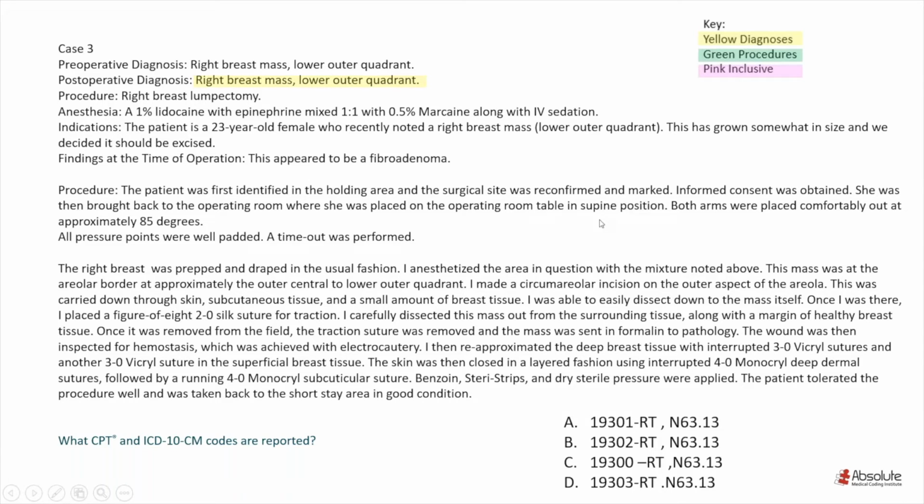The preoperative and postoperative diagnosis both are the same, and we will always pick up the postoperative diagnosis because it is what the doctor has diagnosed after the procedure. So he has confirmed that. So our postoperative diagnosis will be right breast mass of lower outer quadrant, and the procedure performed is a right breast lumpectomy. Patient was placed in a supine position and anesthetized. A circumareolar incision on the outer aspect of the areola was done and carried down through the skin, subcutaneous, and a small amount of breast tissue. The doctor carefully dissected out the mass from the surrounding tissue, and it was closed in layered fashion.